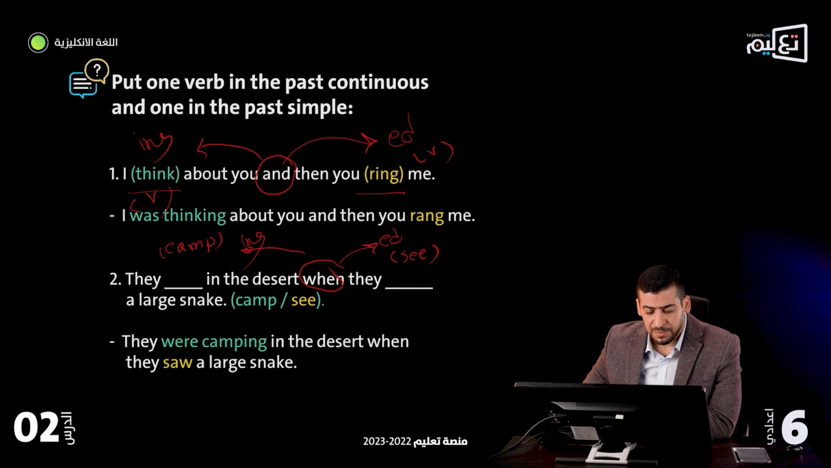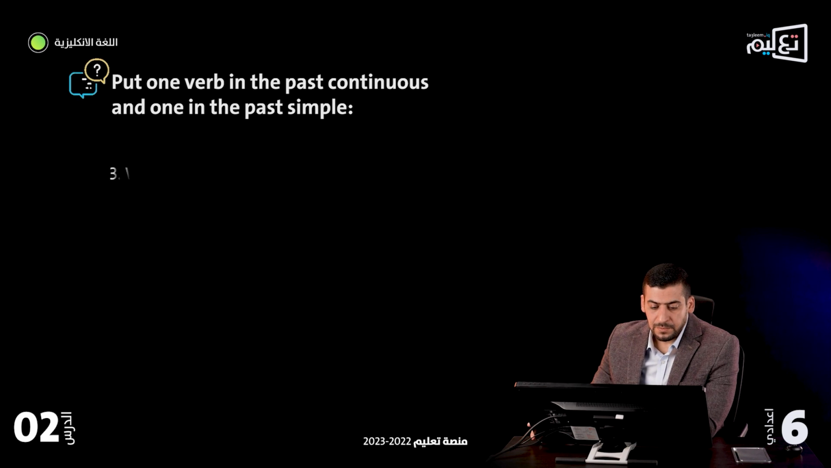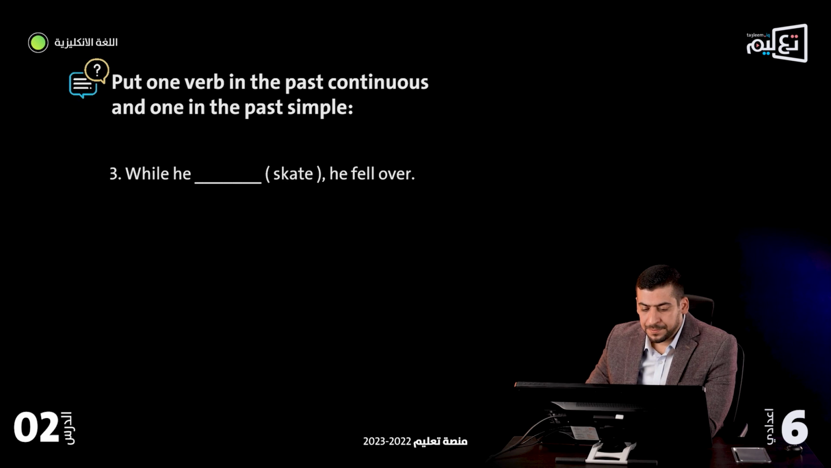As you can see, in the first bracket we put were because we have a plural subject, they, and we put an ing on camp, so it's camping. Also on the other side, we have the verb see, which is irregular, so see becomes saw. Another question. While he, then a bracket, skate, he fell over. Put one verb in the past continuous and one in the past simple.